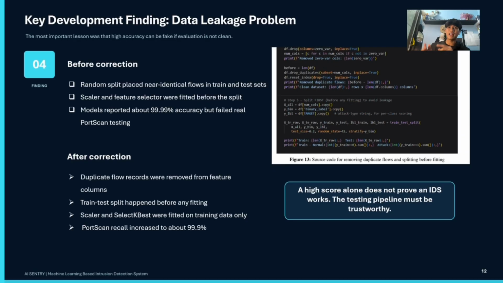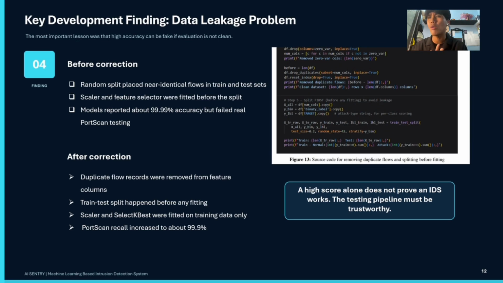Then we go through the data leakage finding. One of the most important findings in this project was the data leakage problem. In the first pipeline, near identical network flows could appear in both training and testing sets because the dataset was randomly divided without removing the duplicate flows properly. The scaler and feature selector were also fitted before the train test split. This allowed information from the testing data to influence the training process. Because of this, the model reported approximately 99.99% accuracy.